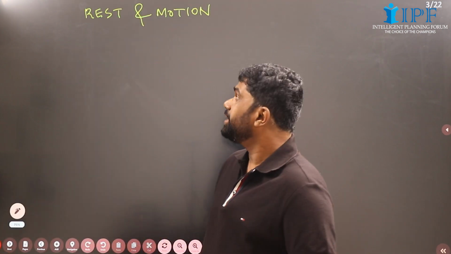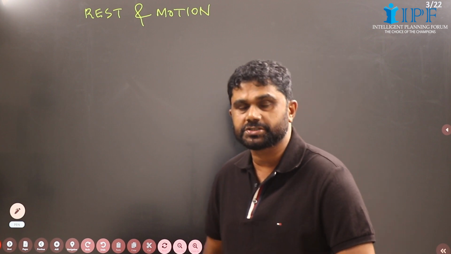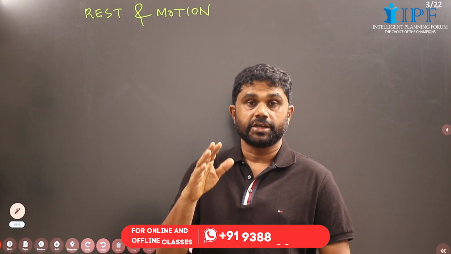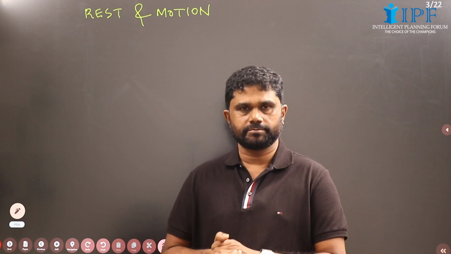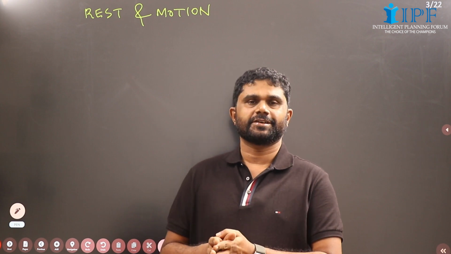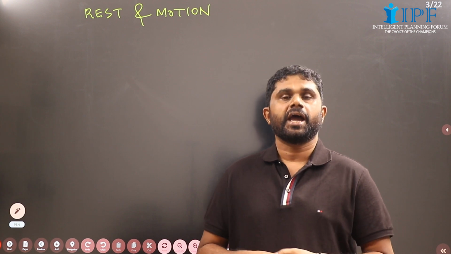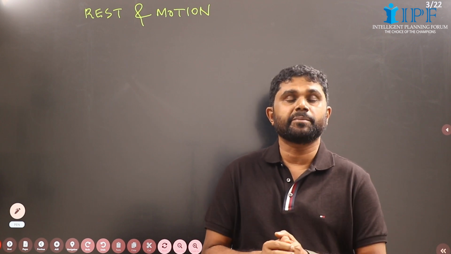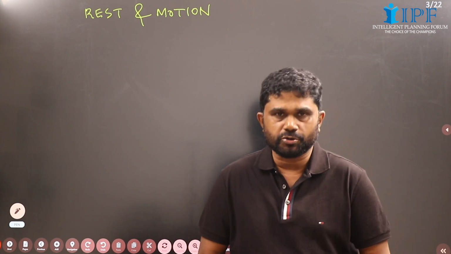Now, state of rest and state of motion. When can we say that a body is at rest? A body is said to be at rest if its position remains unchanged with respect to its surroundings in the course of time. When can we say that a body is in motion? When its position changes with respect to its surroundings as the time passes. But the state of rest and state of motion are relative terms. No body can be in absolute rest. No body can be in absolute motion also.